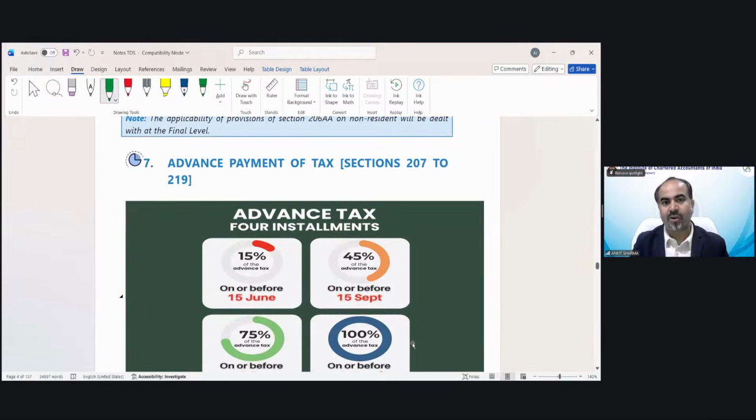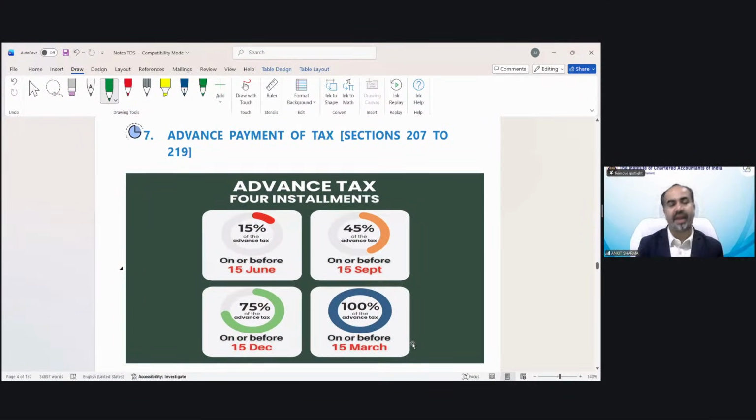Now, the next main topic is advance payment of tax, sections 207 to 219. This advance tax provision is just a process that you have to understand first. Once I explain what advance tax is and how it works, we do not need to go through the provisions literally from the study material. You will understand how we are going to solve this question first. So first we will discuss the concept of advance tax with an example. Then we will go through the provisions.